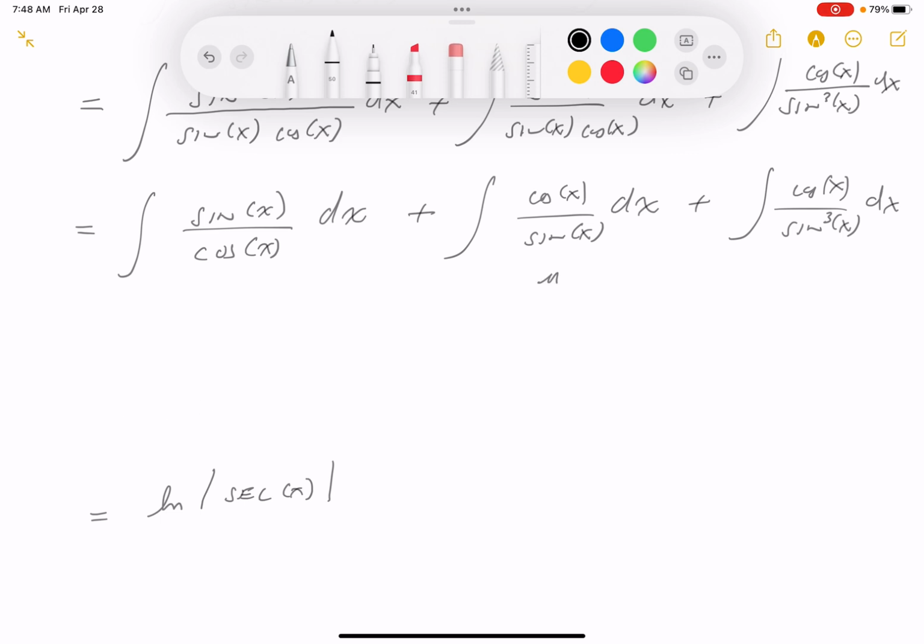I can say u equals sine x. I'm going to say du is cosine x. And again, a lot of people do this in their head. I really don't like doing things that way because I make mistakes when I do that. That's 1 du over u. So it's going to give you the natural log of u.